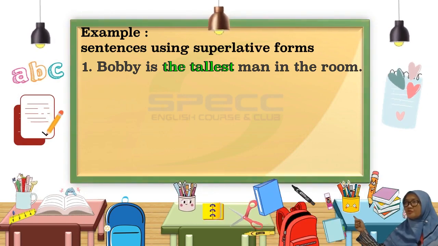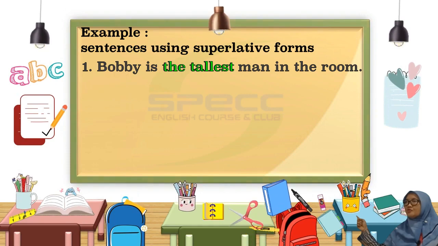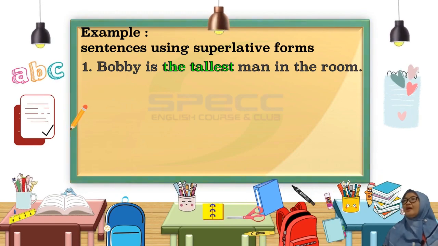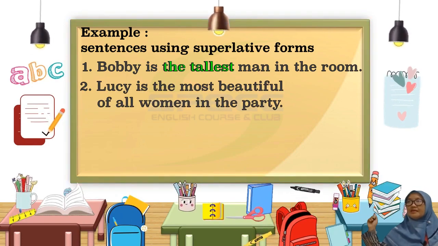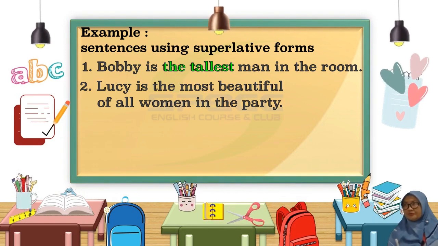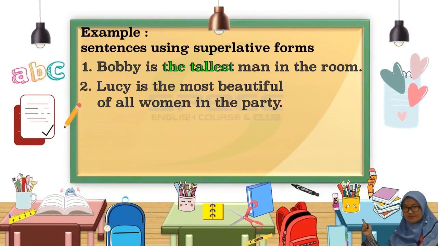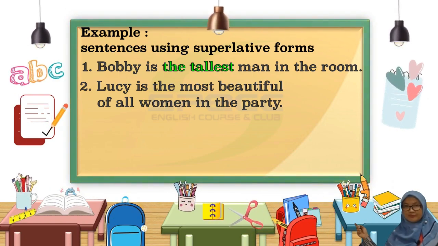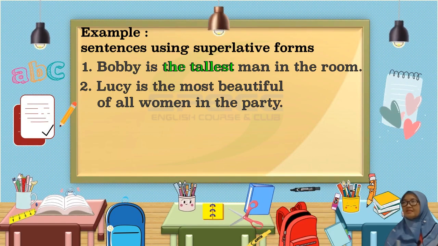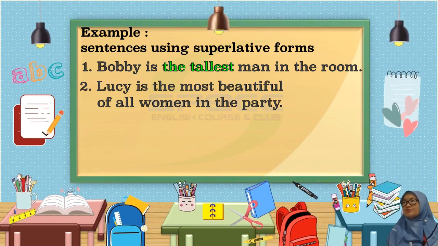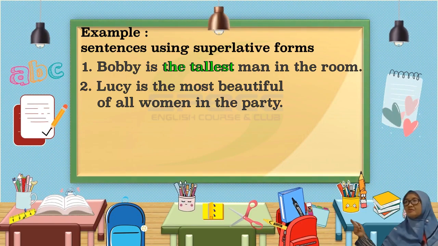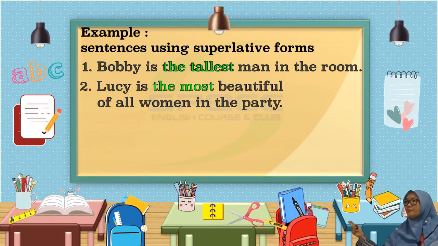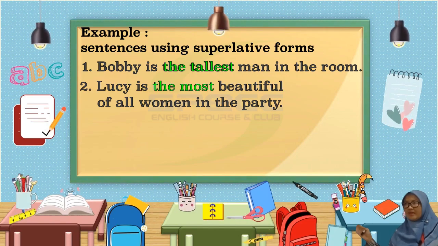So here also there is in the room, comparing with other men in the room. And then the second example, let's see. Lucy is the most beautiful of all the women in the party. Now let's see the words the most beautiful. Because beautiful consists of 3 syllables, for the superlative form we use the most. Here Lucy is compared with all the women in the party.